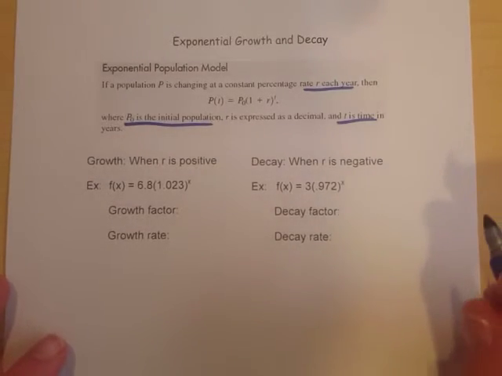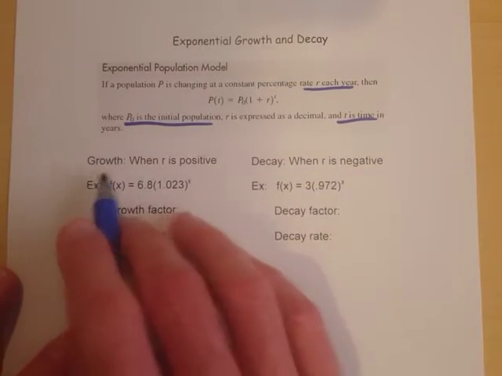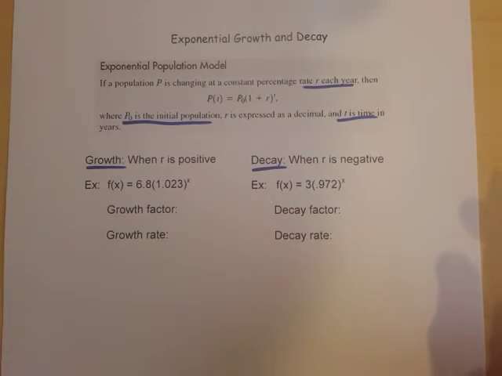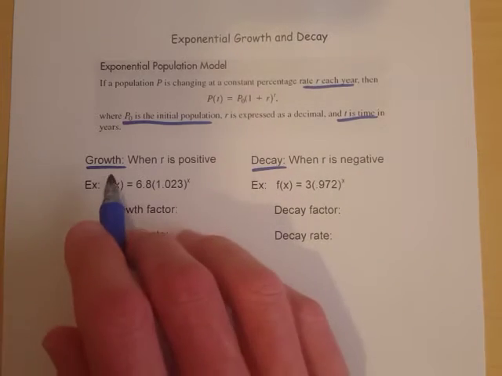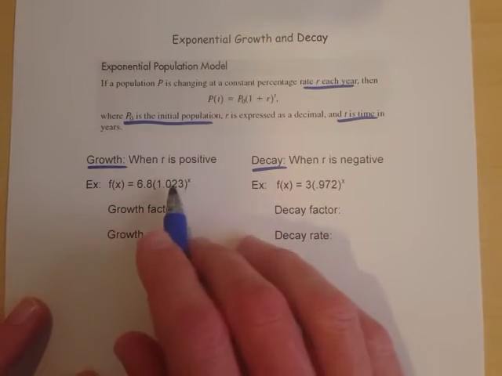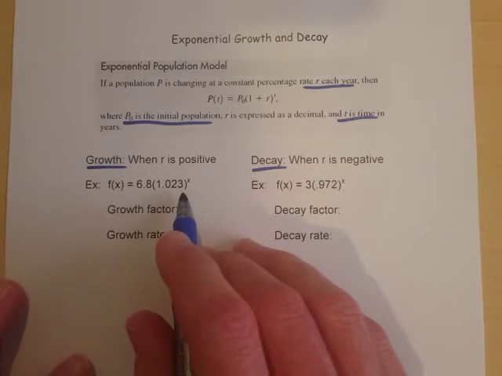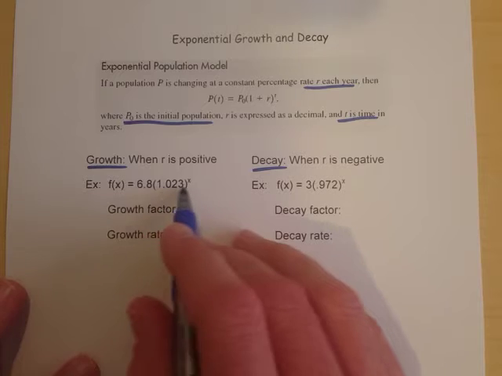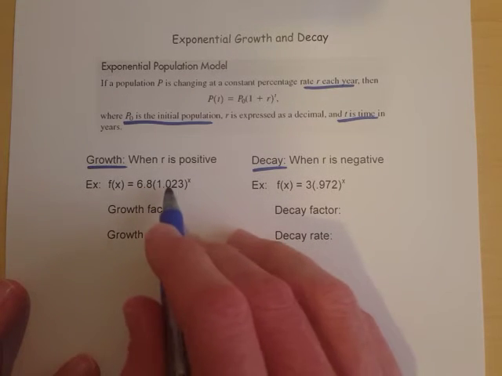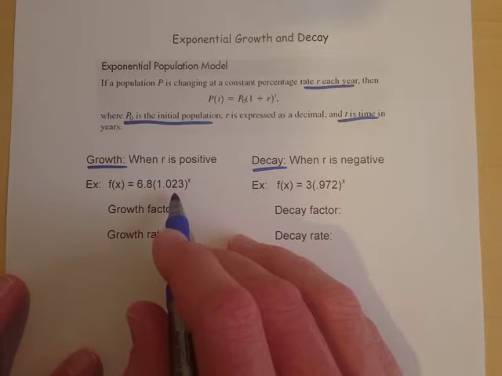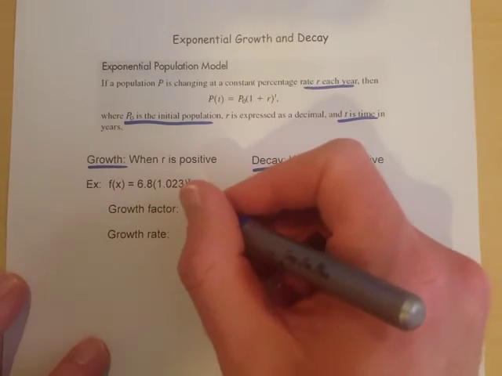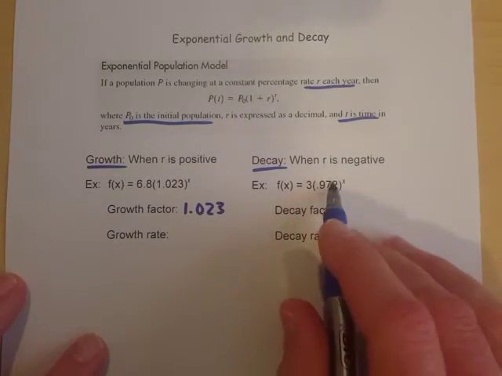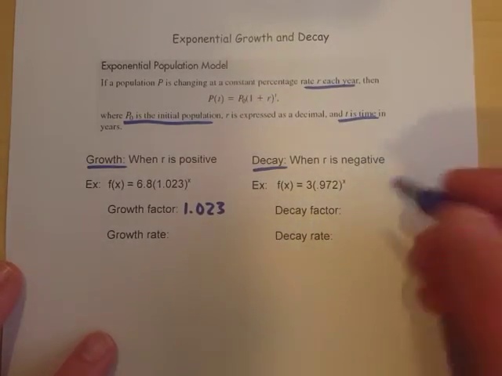throughout the problem. So we're going to talk about when we're talking growth or decay in any of these types of problems. So the equation is growth when r is positive. Now you'll notice that in this one we have 1.023. So this whole thing inside the parentheses is called the growth factor. And so I'm just going to put that down here as 1.023. Now over here we have inside the parentheses what we call a decay factor.